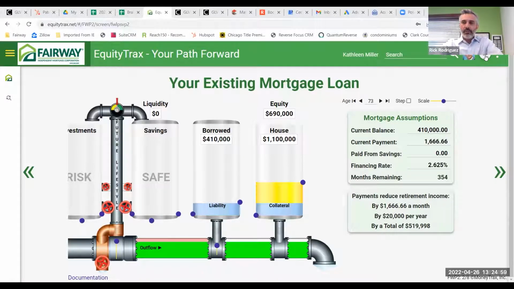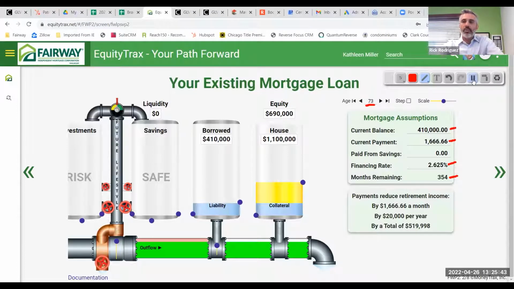And what you have here in front of you is our presentation software that we use to present to clients and also to financial planners and other professionals. And in this scenario that I'm going to show you, we have an individual who is 73 years of age, has a current mortgage of $410,000, making principal and interest payments each month of $1,666. This is their interest rate that they obtained, and the remaining months on their traditional mortgage. Essentially, they just took out this mortgage in the last few months.